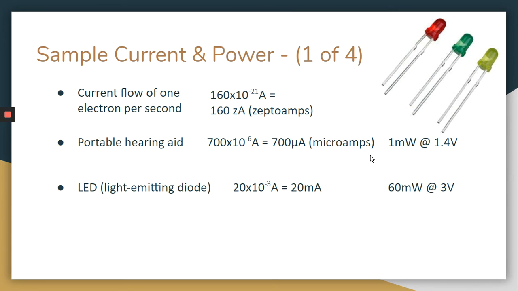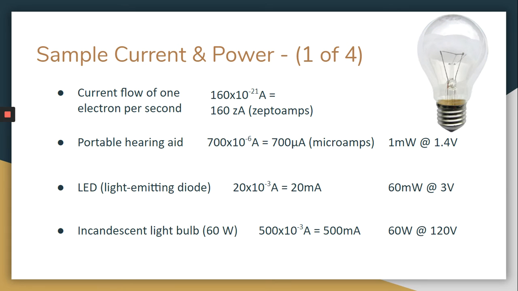An LED, or light emitting diode, those use 20 milliamps. So that would be 20 thousandths of an amp. And the voltage is usually around 3 volts. So 20 milliamps times 3 volts gives us that 60 milliwatt rating for the amount of power that they use. So still pretty small.